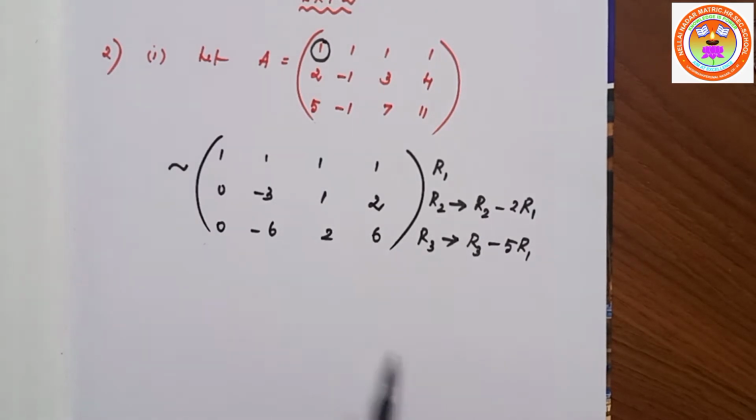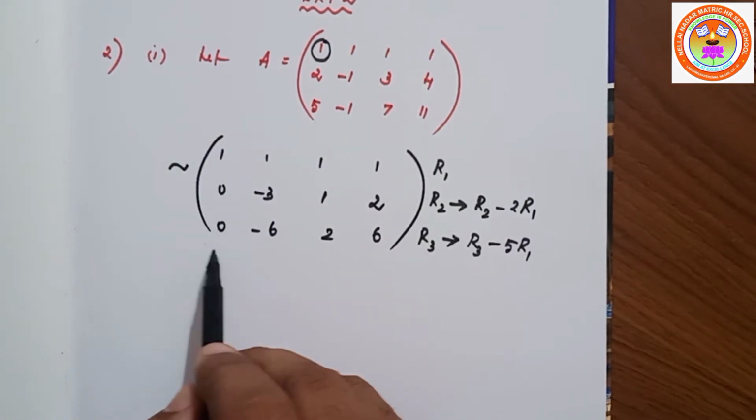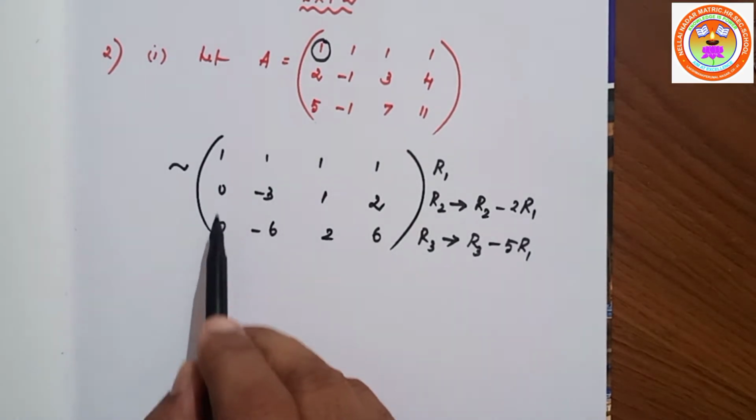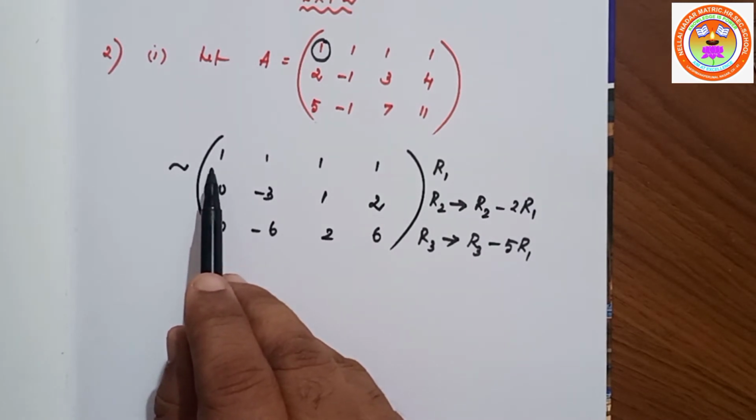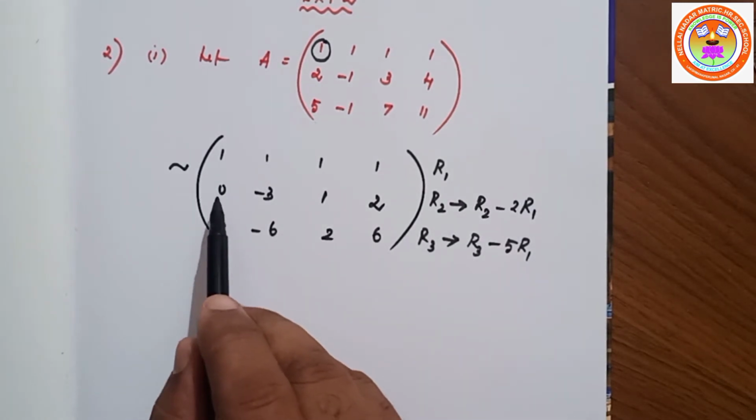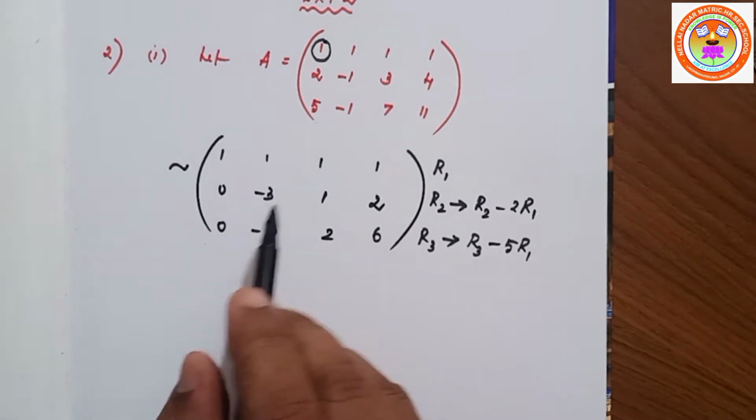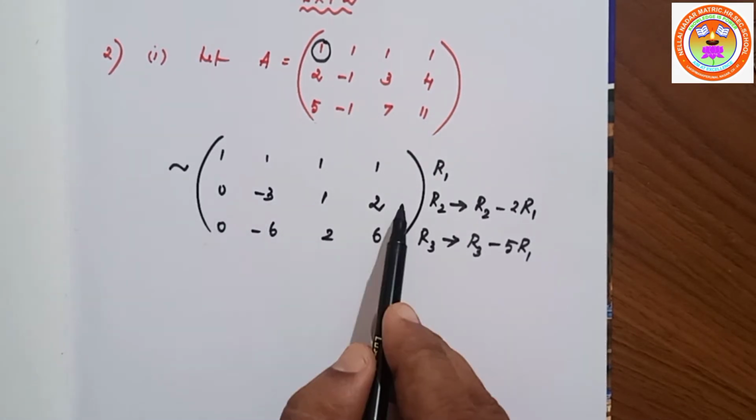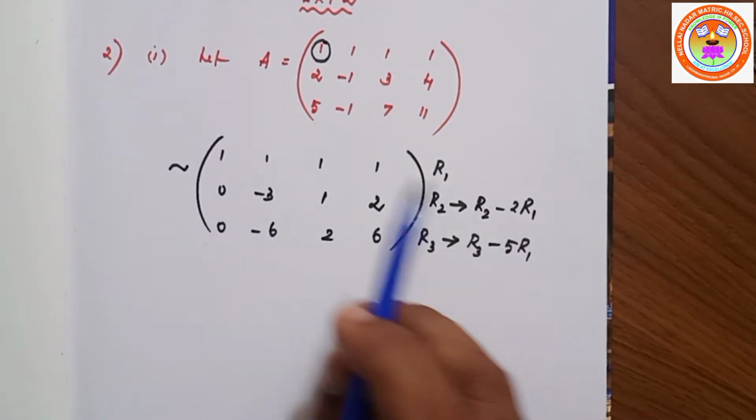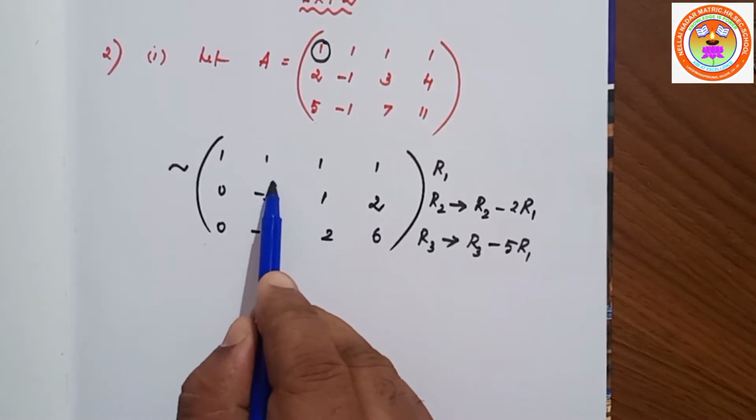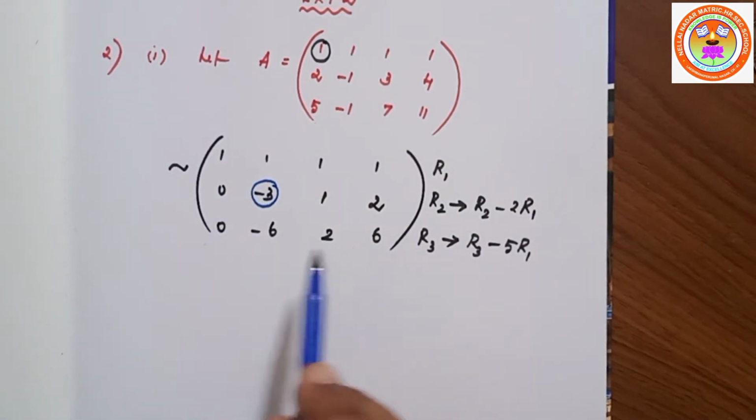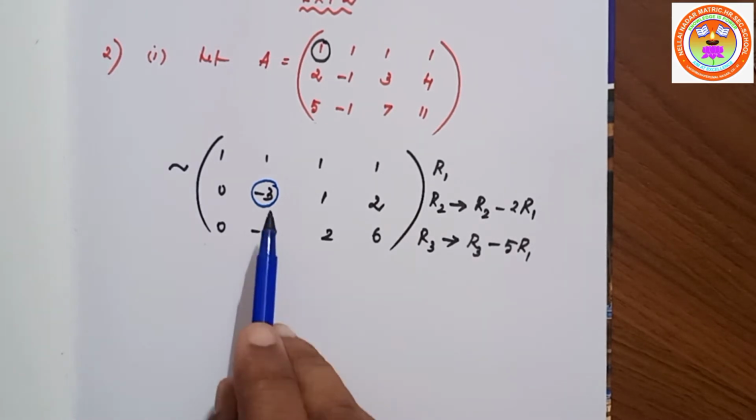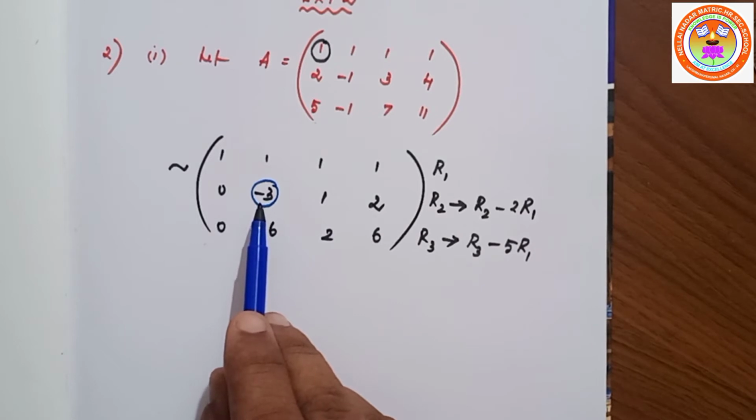So what's the condition I told previously? The elements below the first non-zero element in the first row have to be 0. Look at that. This is the first non-zero element in the first row, below which two numbers were there, and we made them into zeros, right? The same procedure to be followed for the next row also. See, in the second row, the first non-zero element is minus 3. Below which there is an element minus 6, we have to change into 0 with the help of this element only. How to do?